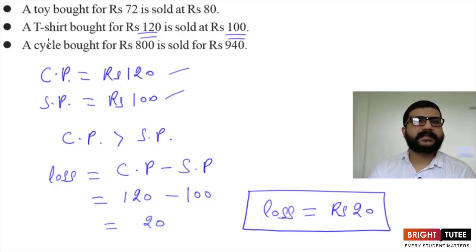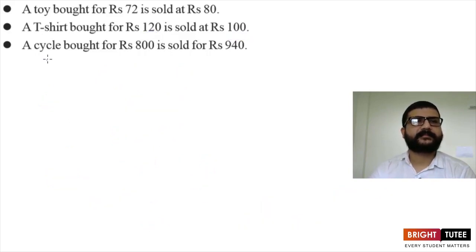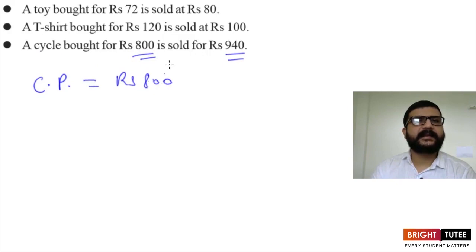Now let's move to the last statement given here. A cycle bought for rupees 800 is sold for rupees 940. So here what is the selling price and what is the cost price? First we have to tell that. So let's write cost price. Cost price is equal to rupees 800, as it is given. A cycle bought for rupees 800. So cost price is 800 and it is sold for rupees 940.